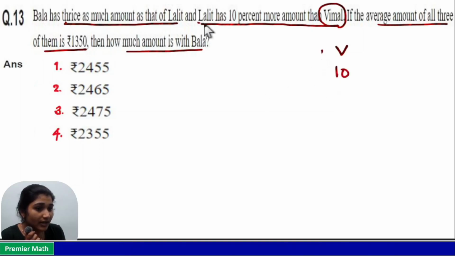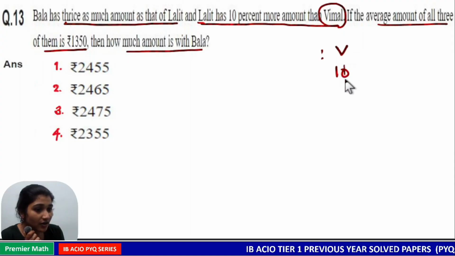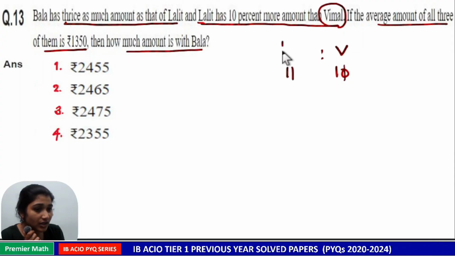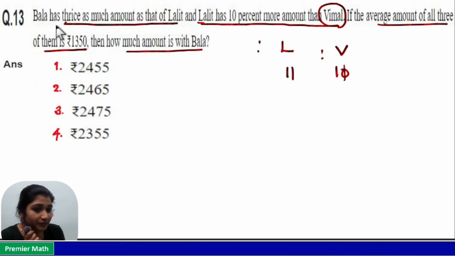Now Lilith has 10% more than that of Vimal. So 10% more means 100% is Vimal's amount, which is 10. 10% is equal to 1. So 1 plus 10 is 11 is with Lilith. And Bala has thrice as much amount as that of Lilith.